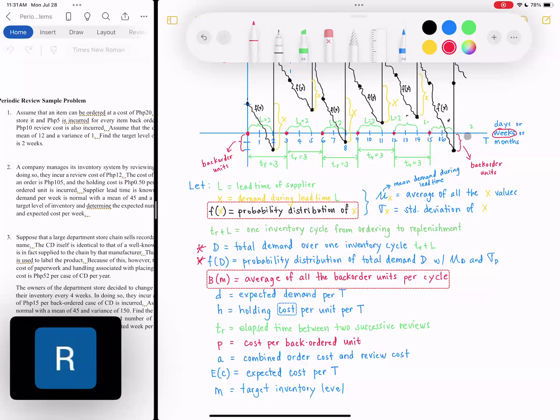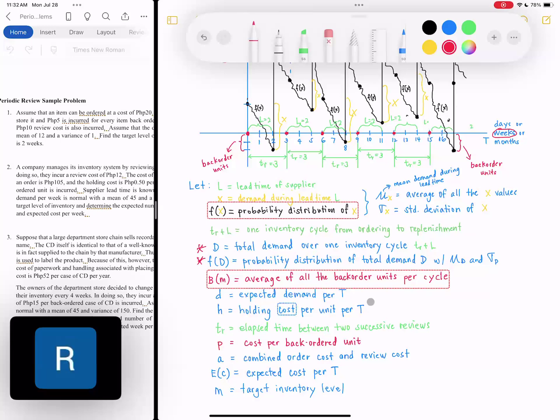Again, capital T is dictated by TR. Let's say TR is 5 days, so capital T is in days. So when you calculate your expected demand, small d, it should be expected demand per day, and holding cost per unit per day. In our example here, since TR is 3 weeks, then capital T is weeks, so your small d should be expected demand per week, and H should be holding cost per unit per week. Okay, I hope that is clear.